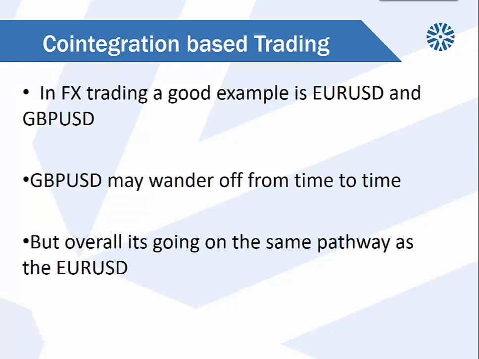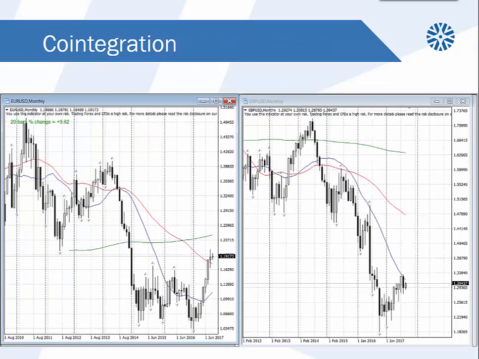Here's an example from FX trading. A good example is the euro dollar and the pound against the dollar. The euro dollar is the largest, most liquid traded contract in the world, and invariably where the euro dollar is going, other dollar denominated pairs will follow. So what you might see is that the pound against dollar is like the dog on the leash. Occasionally it'll wander off from time to time, but overall it's going on the same pathway as the euro dollar. And this has been interesting for us presently as traders, based upon what we've seen over the last year with Brexit and the rise of the euro.